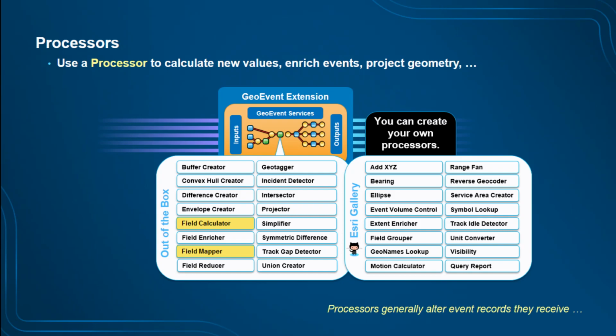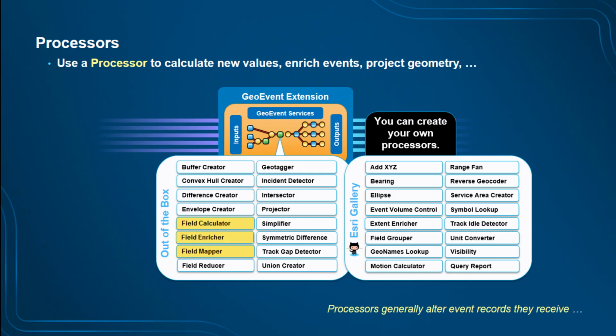A field mapper is responsible for changing the structure of an event definition. Often the JSON or XML data that you're going to be receiving could be hierarchical and complicated in nature. You need to simplify that structure before sending the data to a stream service or to a feature service to add and update feature records.